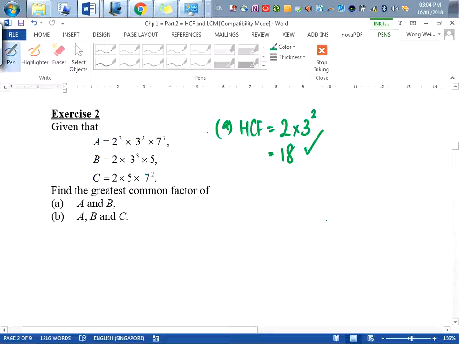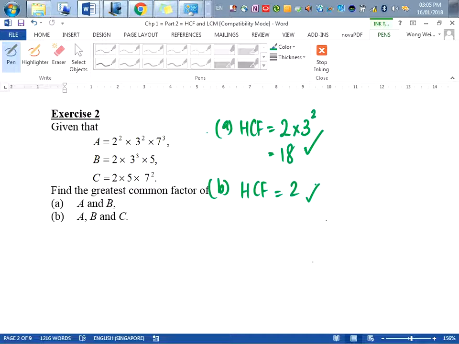So now part B. Greatest common factor of A, B, and C. Huh? That's it? Wow, very easy, huh? Okay, this one also correct. Because of all of them, only 2 is the common factor.